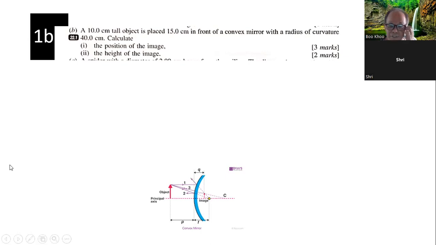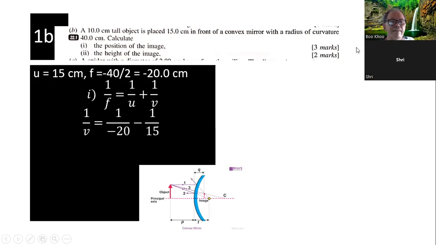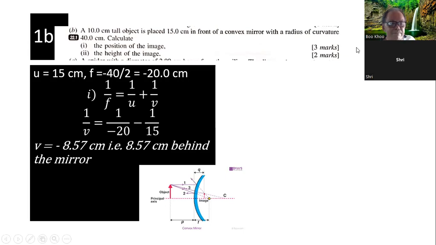So straight away, it's a convex mirror. It must always be upright, diminished. So object is 15 cm. Radius of curvature is 40, so the focal length is 40 divided by 2 is 20 cm. Negative because it's a convex mirror. Put in your formula, put in your value, and then use your calculator. Minus 8.5. So it's behind this mirror. You have to explain why you get a negative sign.